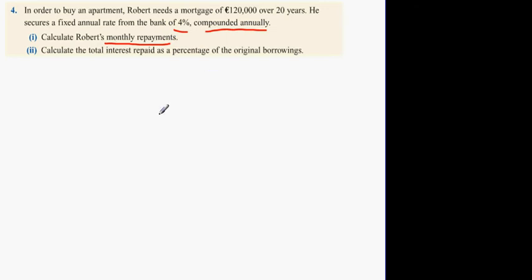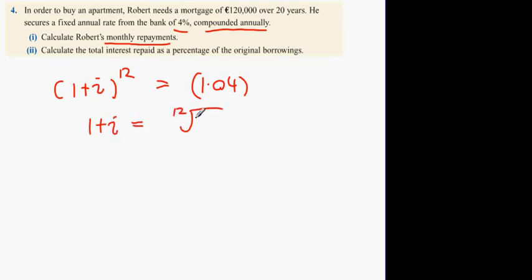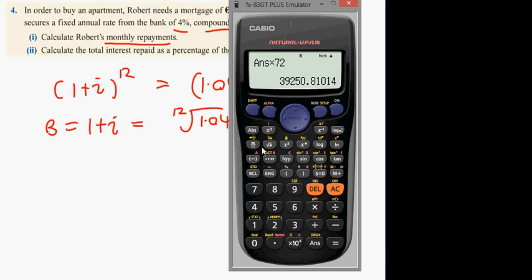Okay, so what we say is 1 plus I, your monthly rate, to the power of 12 equals 1.04. That's how much we'd get multiplied per year. So we did find out what it is per month. So 1 plus I equals the 12th root of 1.04. And that's what our B value is. So we're going to go in here. Shift 12th root.